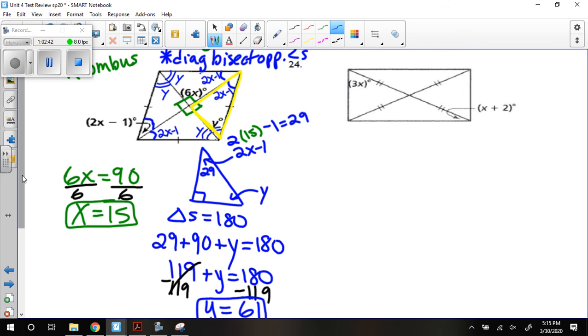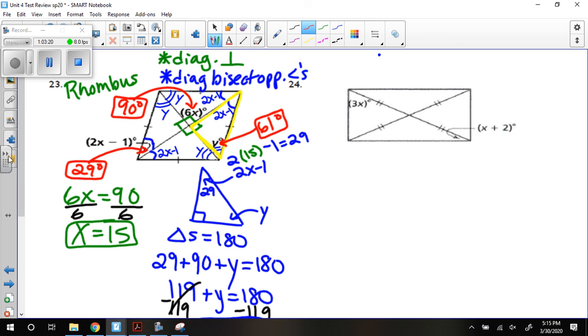Okay, so all the corners that I need to find: y, which is 61 degrees. I need to find this corner because it was labeled, so 2 times 15, which is 30, minus 1 is 29 degrees. And then this angle, I know is a right angle, so it's going to be 90 degrees. Okay, so those are my 3 labeled angles that I needed to find the measure of.